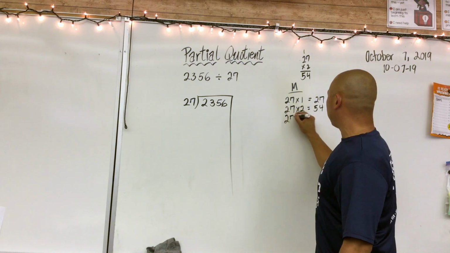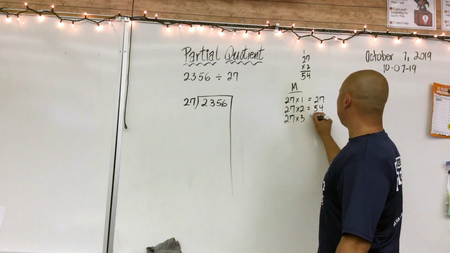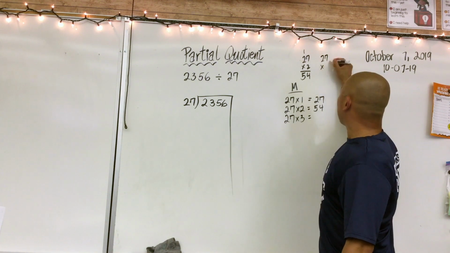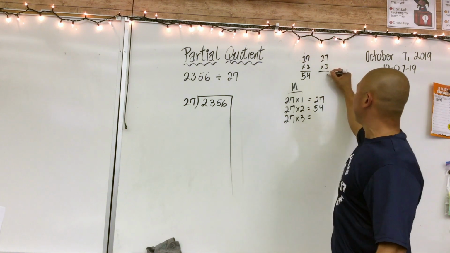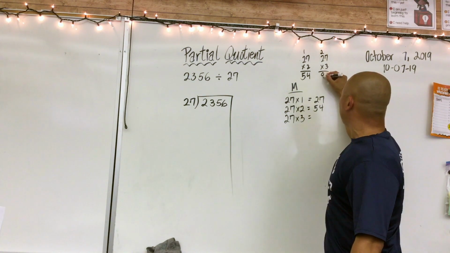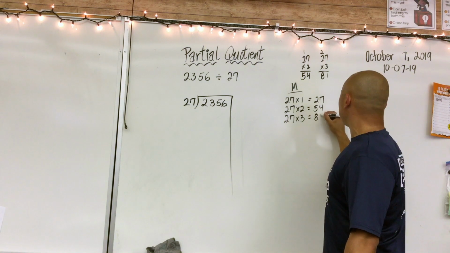Then I want to multiply 27 times 3. And again, if it becomes complicated, show your work somewhere else. I have 7 times 3, that is 21. 2 times 3 is 6, plus 2 is 8. So I have 81 here.